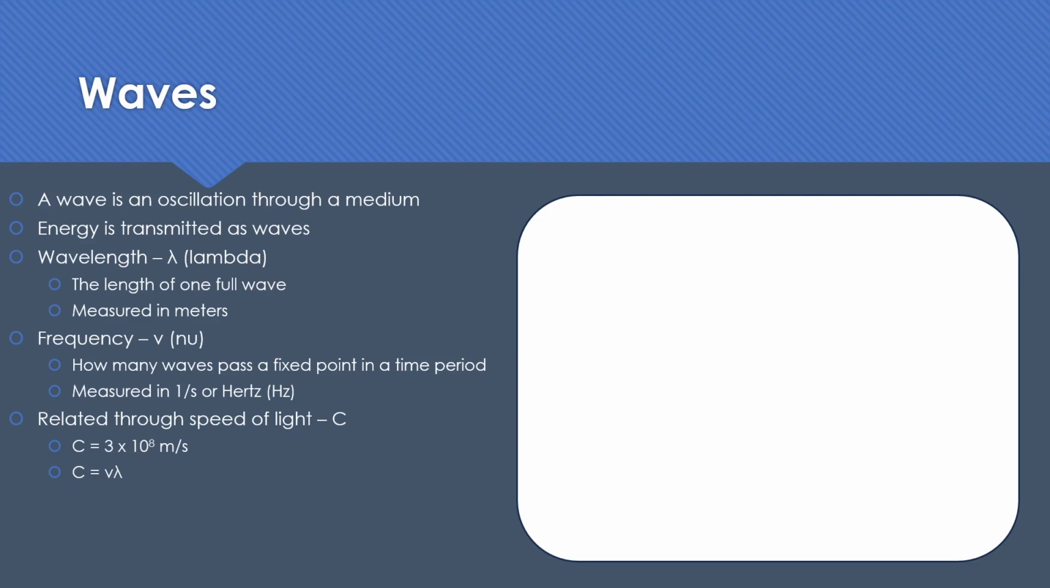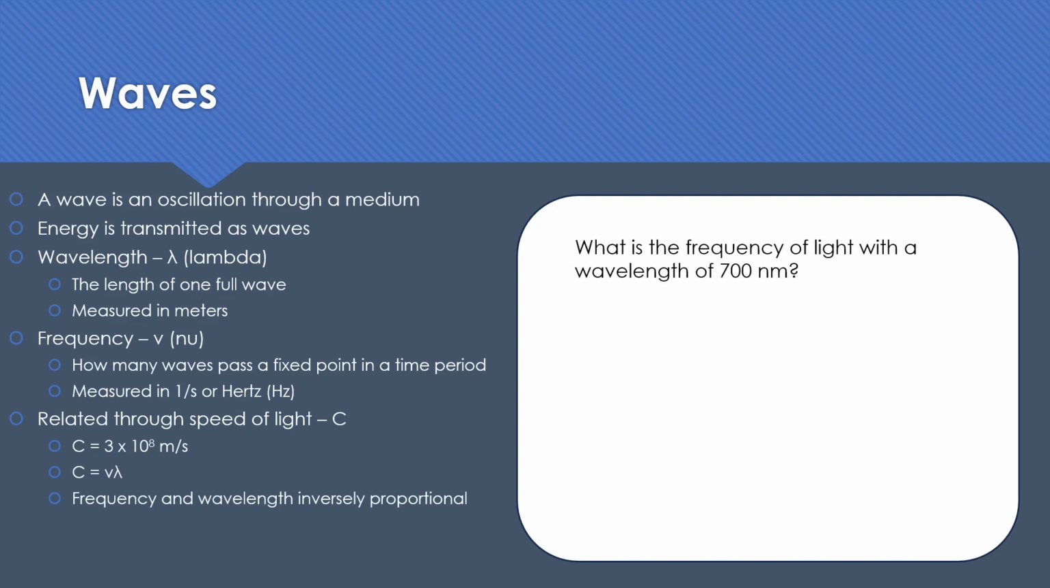Generally speaking, you're not solving for the speed of light, because the speed of light in a vacuum is considered a constant. So if you know the frequency, you can solve for the wavelength, and if you know the wavelength, you can solve for the frequency. For instance, what's the frequency of light with a wavelength of 700 nanometers? Well, if c equals nu times lambda, then lambda is c divided by nu, and nu is c divided by lambda.